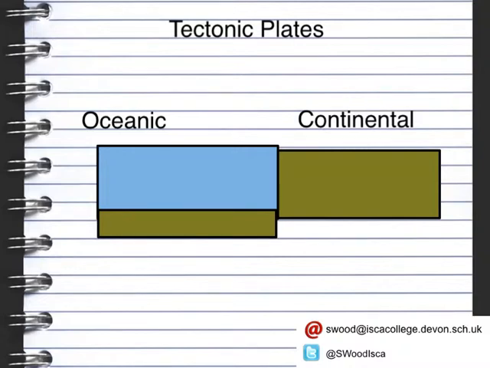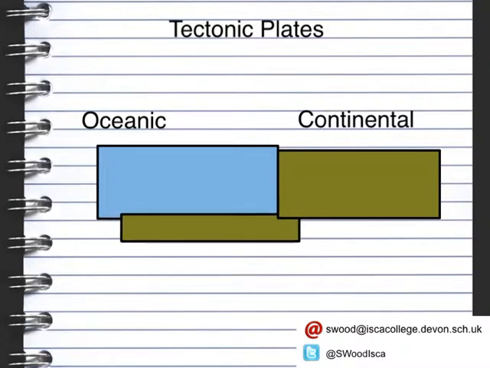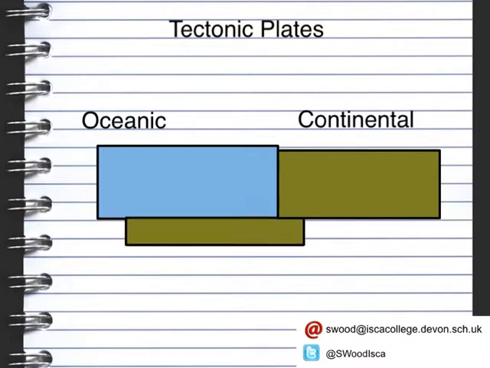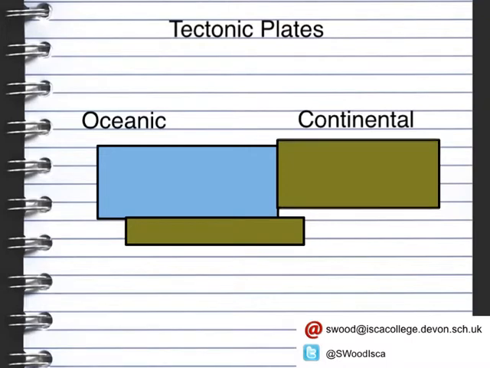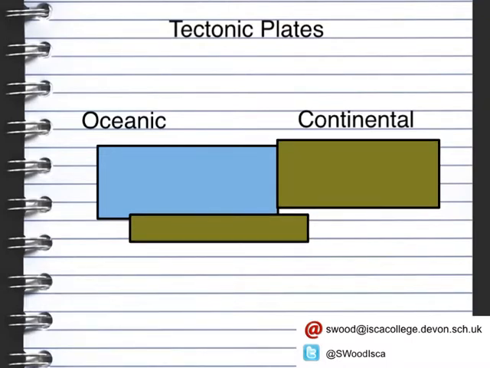Now, as the two move together, what happens is that the oceanic plate will start to move underneath, and that will cause the continental plate to rise up. So the oceanic plate goes underneath, and this is where we get something called a subduction zone.